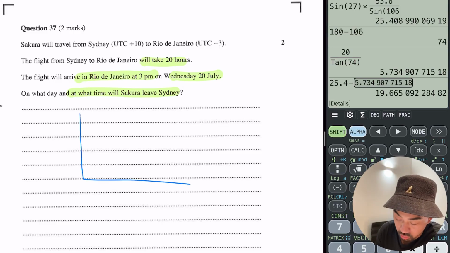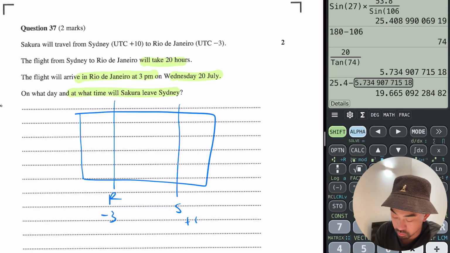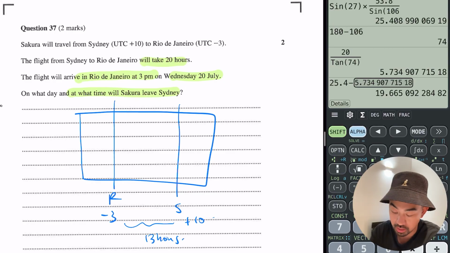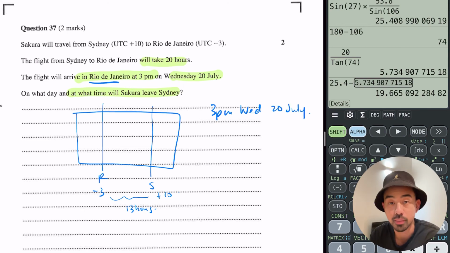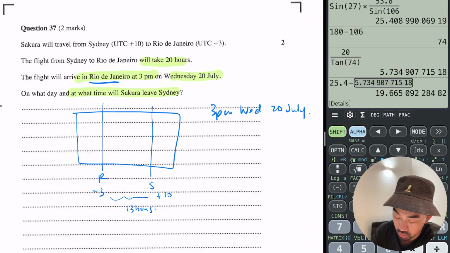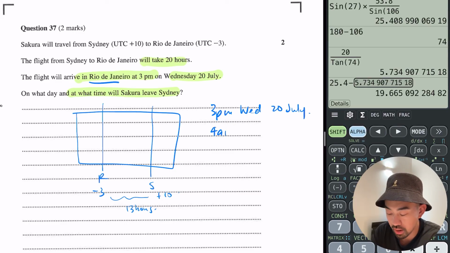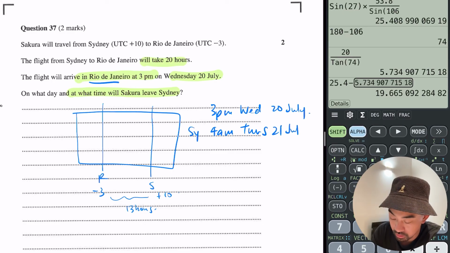Okay, so if we draw a real quick diagram, Rio is here, Sydney is here. Now, because this is minus 3, this is plus 10, the difference is going to be 13 hours between the two cities. So when it is 3 p.m. Wednesday, the 20th of July, what time is it in Sydney? So Sydney is in front. So I've got to go ahead 13 hours. So 12 hours to get to 3 a.m., so 4 a.m. Thursday, 21st of July. So this is Sydney, simultaneous.